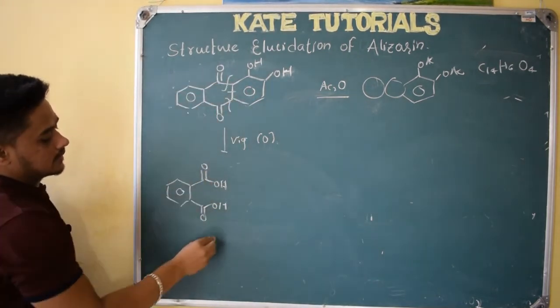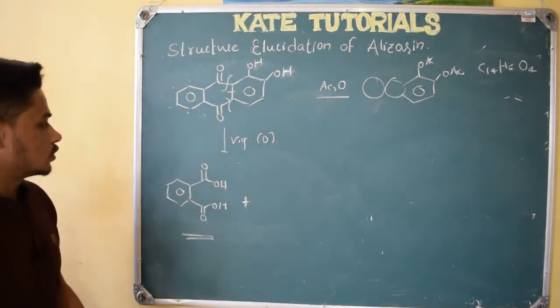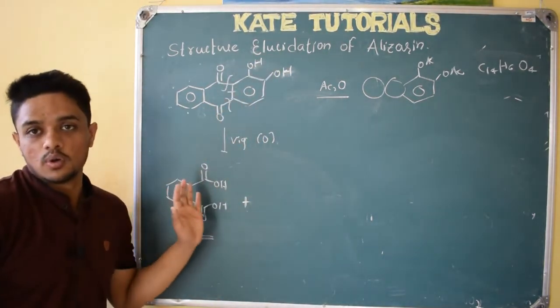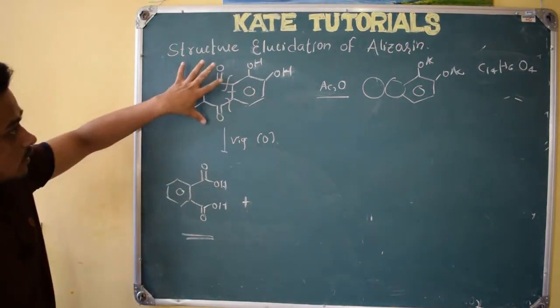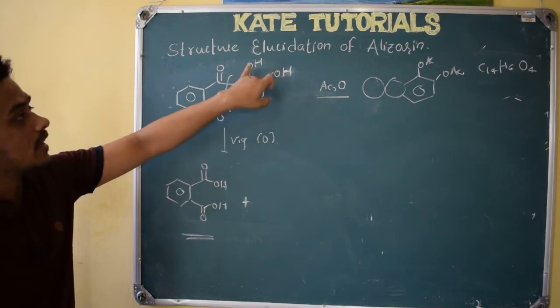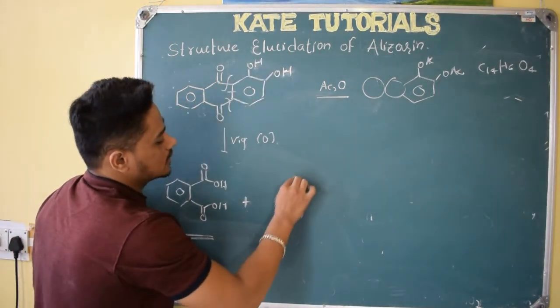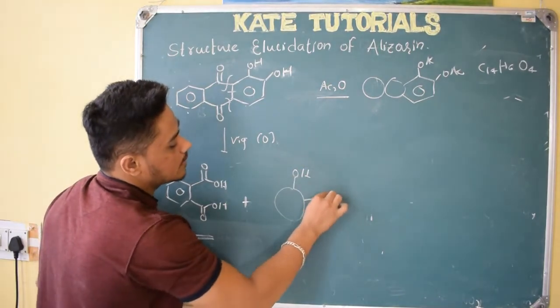So we will get this phthalic acid plus other things we never bother about. So we got this phthalic acid. From that it is clear that it has this skeleton, and also we can conclude that in another ring two OH groups are there, right? So we can conclude there is one more ring which contains two OH groups in the same ring, right?